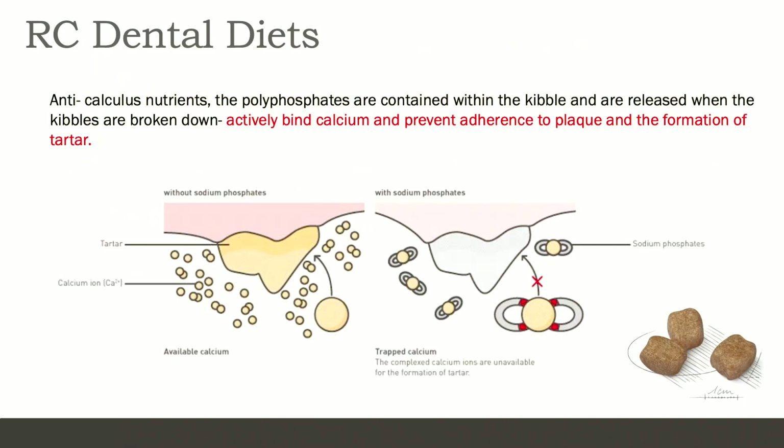So in this diet, you have anti-calculus nutrients. These are called polyphosphates, and they're contained within the kibble and are released when the kibbles are broken down. And they actively bind calcium, as you can see, that's what's happening here, and prevent adherence to plaque and the formation of tartar. So using these diets in this way, you can see how they can effectively reduce plaque formation.